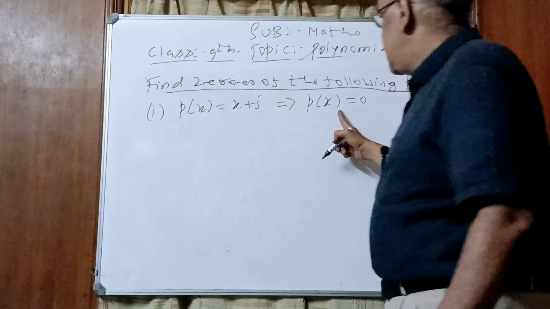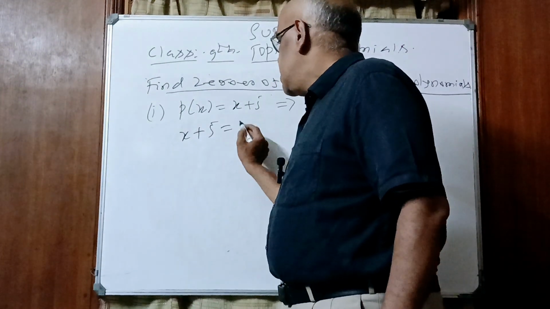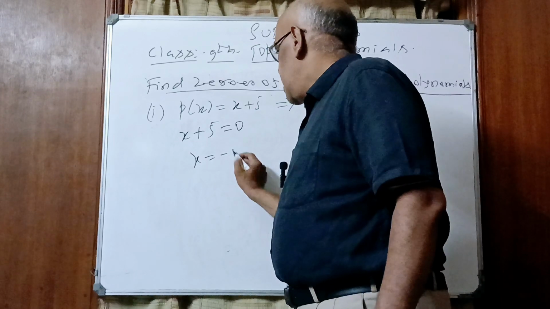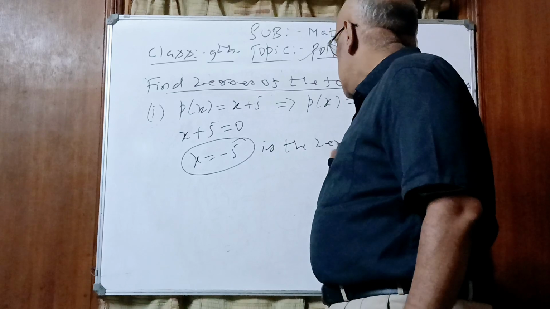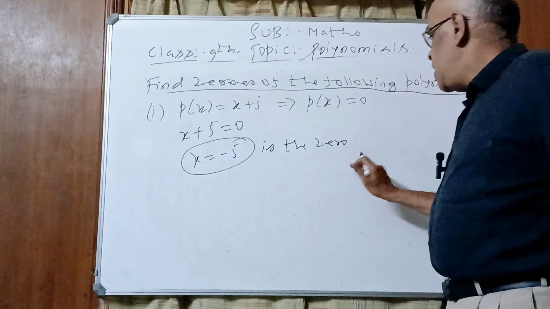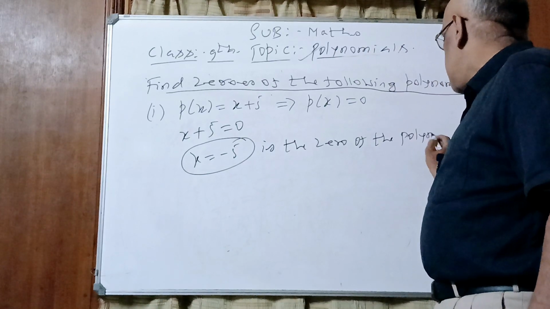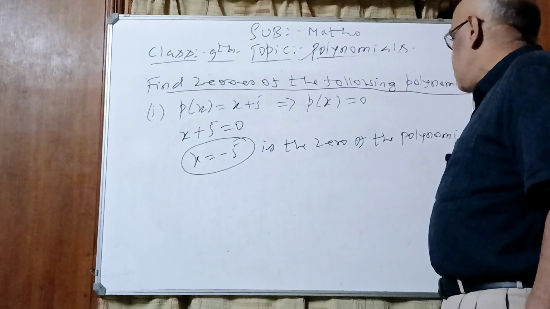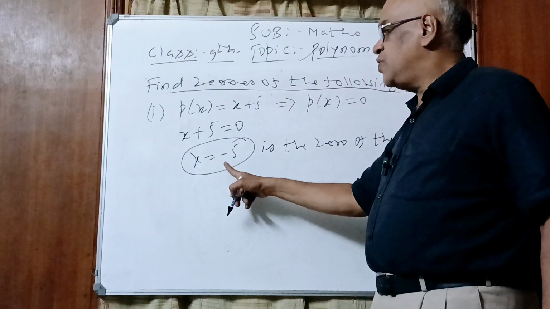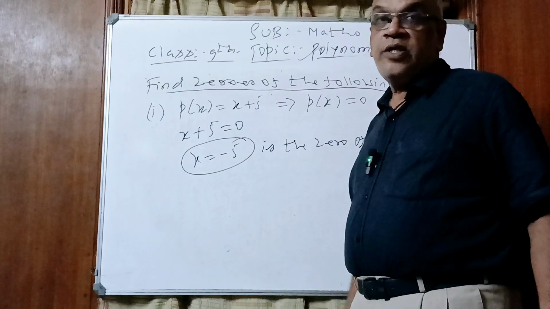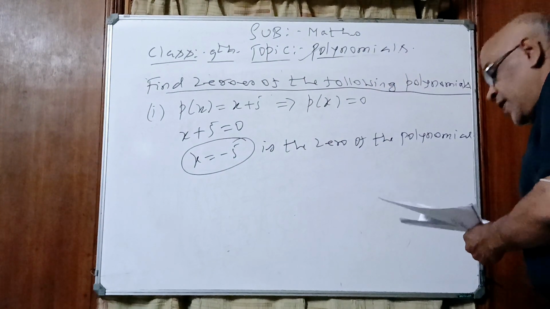What is P of x? I equate it to 0. The given polynomial is x plus 5 is equal to 0. What does it mean? x is equal to minus 5 is the zero of the polynomial. What is the zero of this polynomial? Substitute some value for x: minus 5. Minus 5 plus 5 is 0. Then the value substituted, x is equal to minus 5, is the zero of the polynomial. Yes or no, children? Easy? Very easy. Very, very easy.